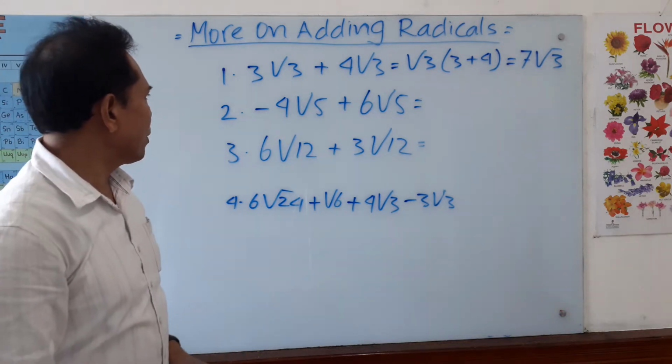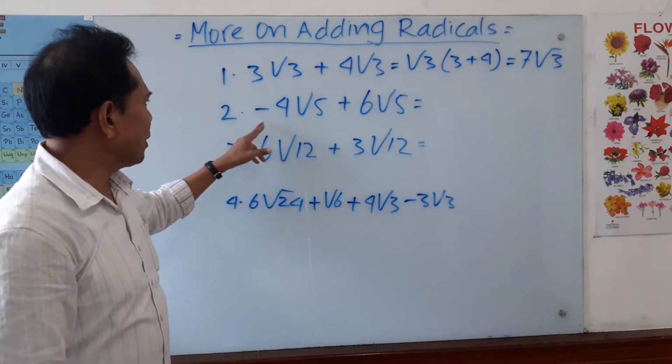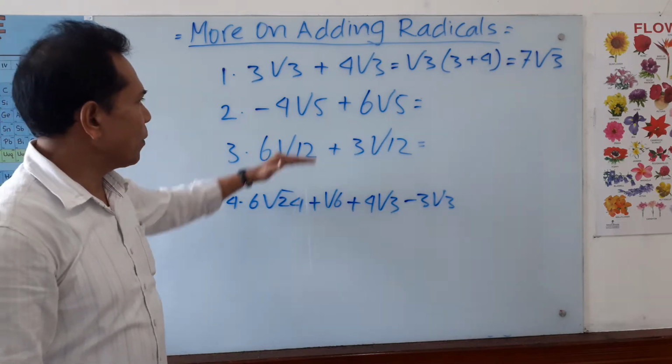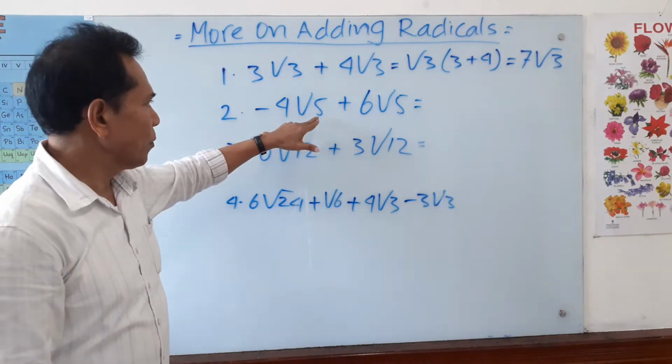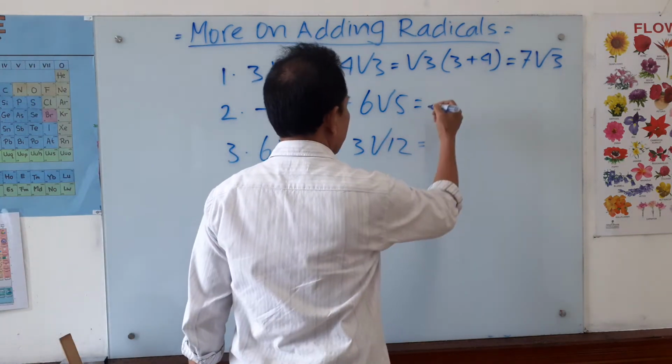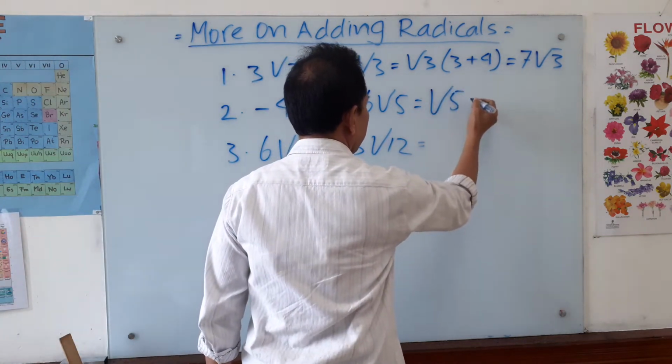Okay, we look at number 2. We have minus 4 square root 5 plus 6 square root 5. We look, the radicals are also the same. We have 5 here, we have 5 there. So now we bring here square root 5.